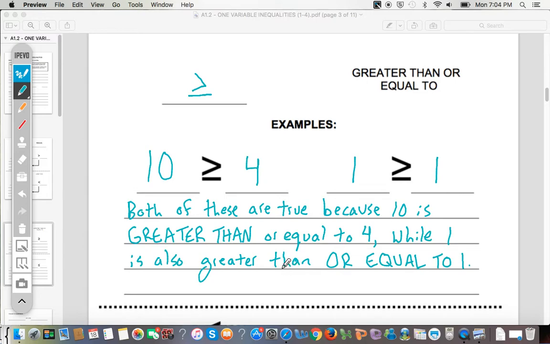Really we have two conditions here for greater than or equal to. If the greater than or equal to symbol is used, this number has to be greater than or equal to. It can be greater, so 10 is greater than 4, and this statement is true. But the reason 1 is greater than or equal to 1 is true is because 1 is not greater than 1, but it is equal to 1. Therefore, our statement has been satisfied. Pause if you need more time.